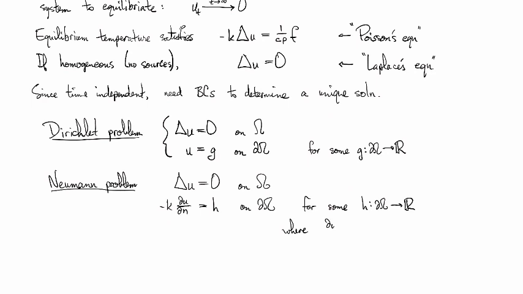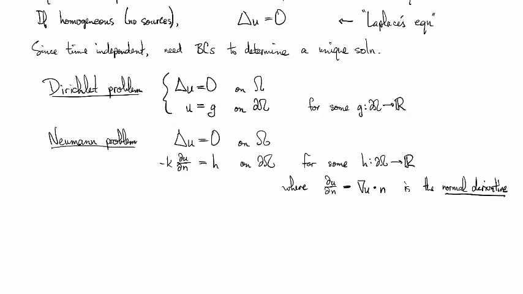And so here this notation du/dn, this is the normal derivative. This is the same thing as the gradient of u dotted with the outward unit normal vector. And as usual, the insulated boundary conditions correspond to h equals 0.